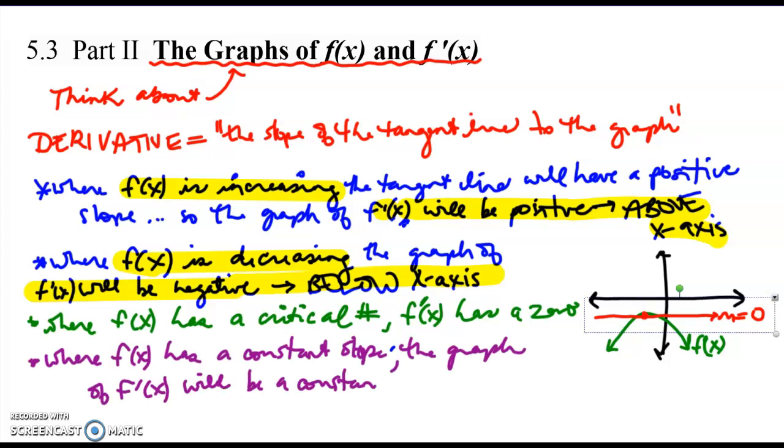When we think about it too, where f of x has a constant slope, if it's linear, then the graph of the derivative of x will be a constant. Okay, let's explore these with some examples.